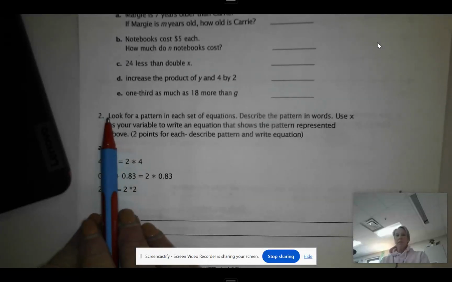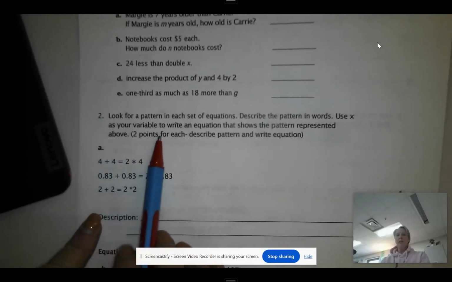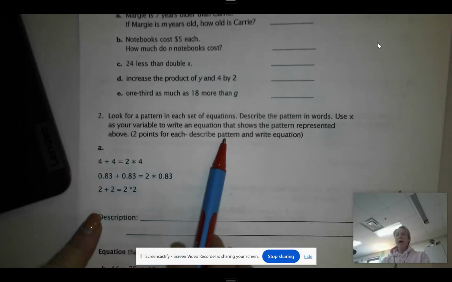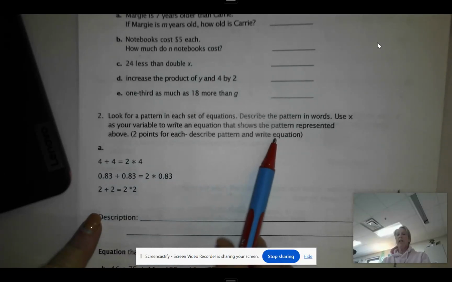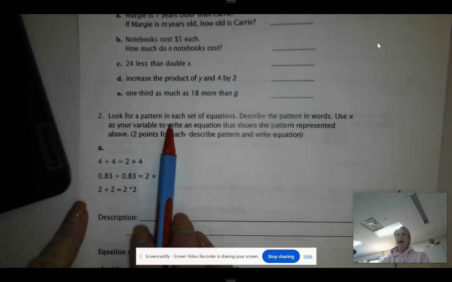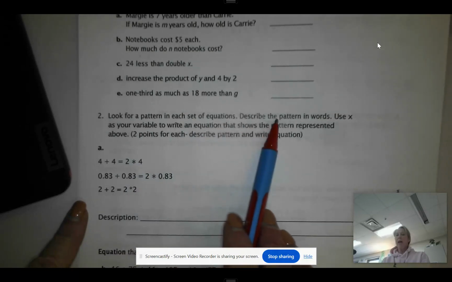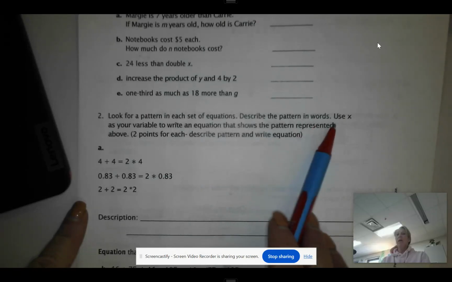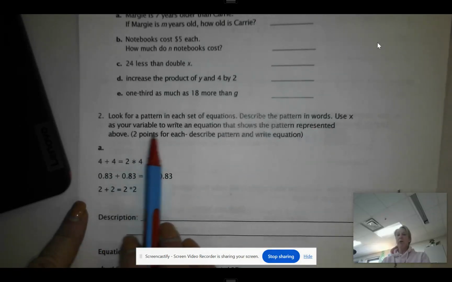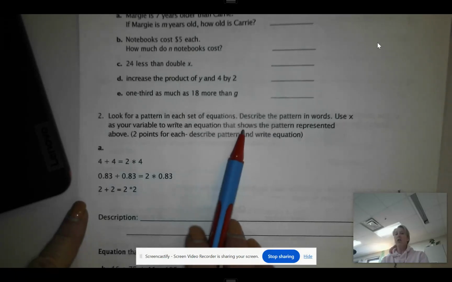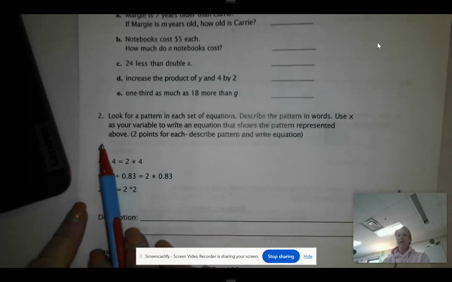Number 2. Number 2 is worth 2 points. You're going to describe the pattern, that's 1 point, and write the equation, that's another point. Look for a pattern in each set of equations. Describe the pattern in words. Use X as your variable to write an equation that shows the pattern represented below.